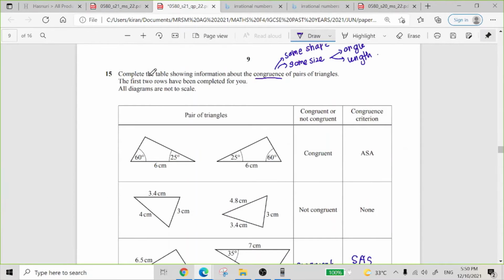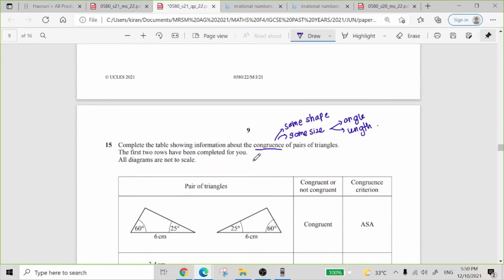Okay, complete the table showing information about the congruence of pair of triangles. Okay, the first two rows have been completed for you. All diagrams are not to scale. Okay, what does it mean by congruence? Okay, we have congruence, which means that there are two triangles, or there are two diagrams that have a same shape and also the same size. Same size we refer to the angle and also the length side.